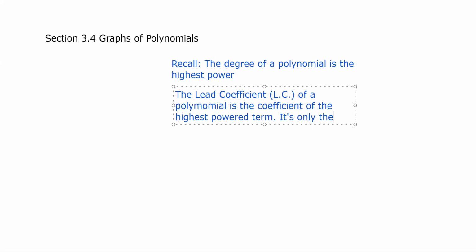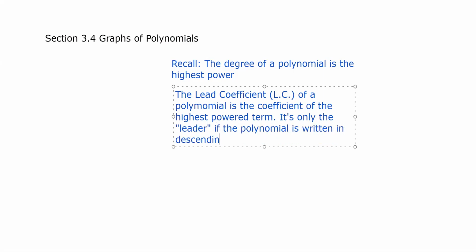It's only the leader, it's only at the front if the polynomial is written in descending order. Meaning you take the highest powered term first, then the next highest power, then the next highest power, all the way down. But it's always going to be the coefficient attached to the highest powered term, even if it's not written in the lead. That's kind of confusing, I admit. We'll look at a few examples to remind ourselves.